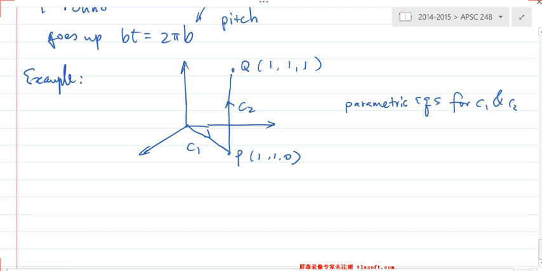So C1, what's C1 here? C1 is the segment from the origin connecting to P, (1, 1, 0). If I look from the top, this is P here, this is the origin here. So C1 is part of the straight line here. So that's C1. And what would be the parametric equation though?